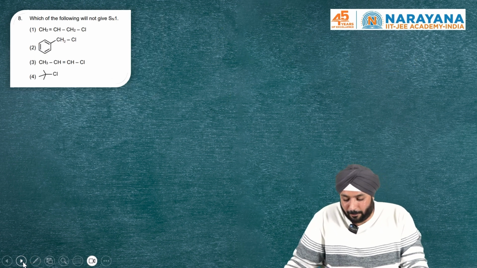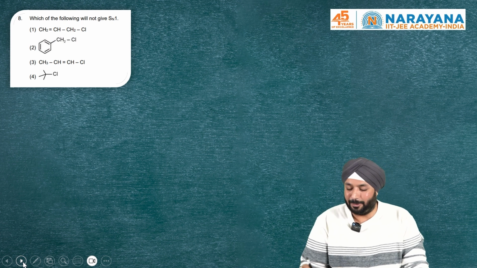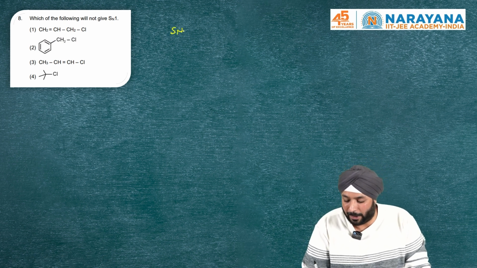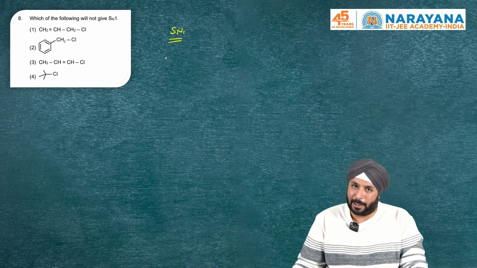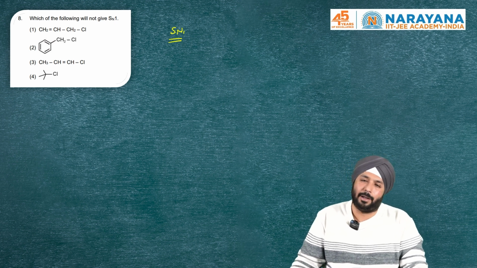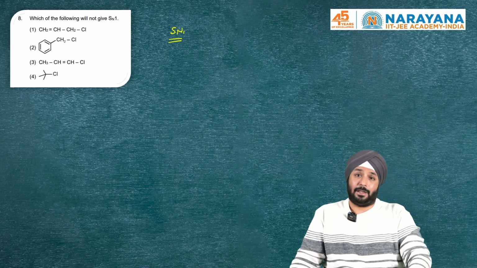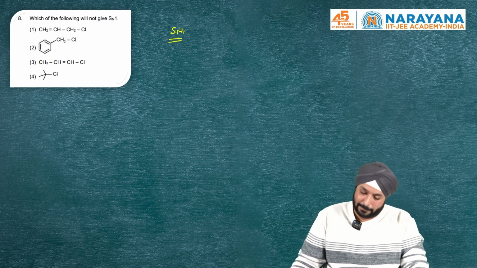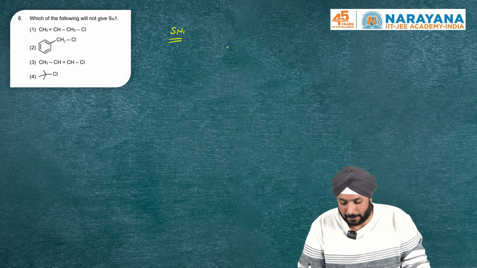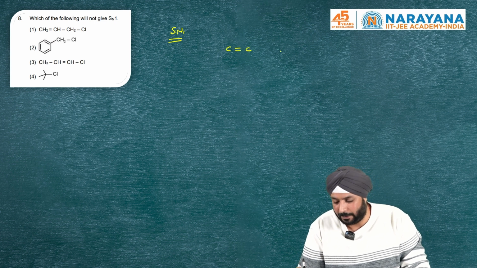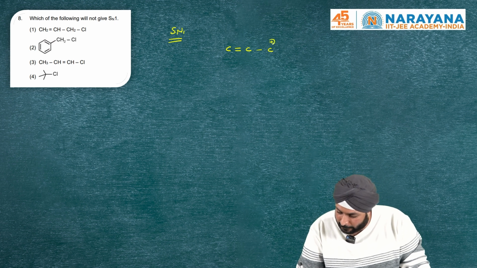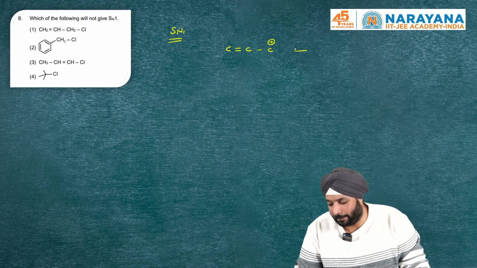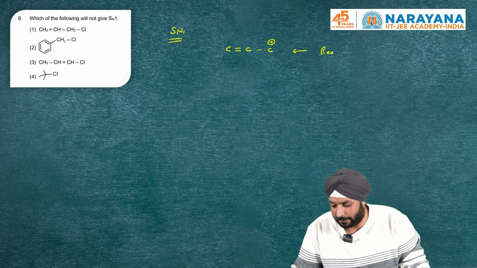Which of the following will not give SN1? Now the molecules which undergo SN1 reaction should form a stable carbocation. Just remove the leaving group and form a carbocation over this. If the carbocation is stable, it will undergo SN1 reaction. Now the first option, you have allyl chloride. Remove Cl minus, put a positive charge. This positive charge is stabilized by resonance. Yeah, it is stable.